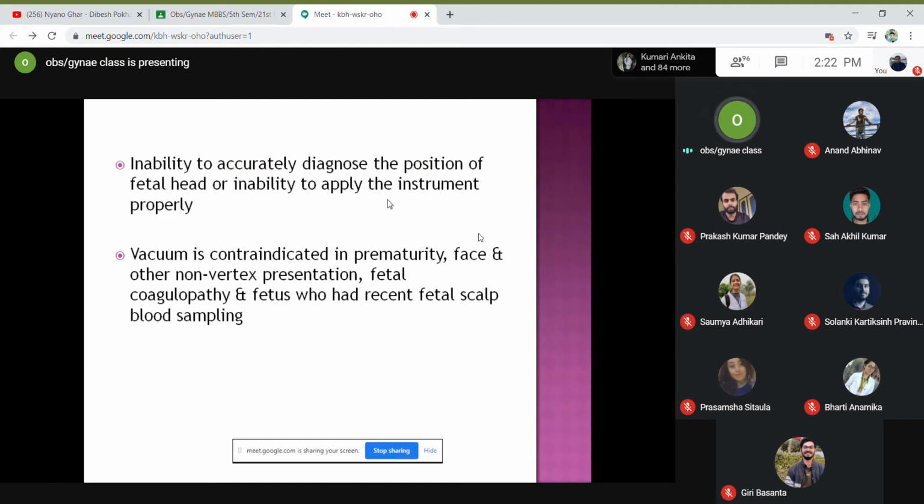Another thing is if you cannot accurately diagnose the position of the fetal head, or if you cannot apply the instrument properly. If you don't know how to apply the instrument, don't apply. And if you cannot diagnose the position of the fetal head, then you should not apply the instrument. Also, vacuum is contraindicated in prematurity, face and other non-vertex presentations. In case of a premature baby, or face presentation, you should not apply vacuum. Though we can apply forceps, we should not apply vacuum.